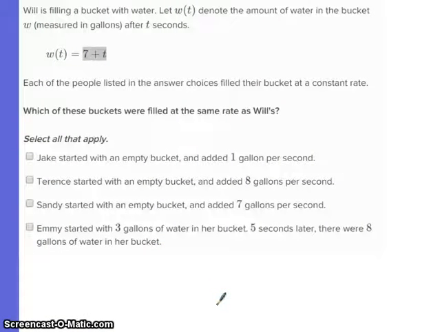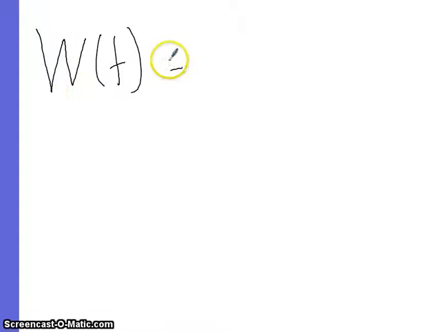Somebody in the front, how about Juan? Could you read from "Will is filling"? Will is filling a bucket with water. Let W of T denote the amount of water in the bucket, measured in gallons after T seconds. All right, so this function here is how much water there is. It says W equals W of T. In other words, the amount of water in the bucket as a function of time is 7 plus T.